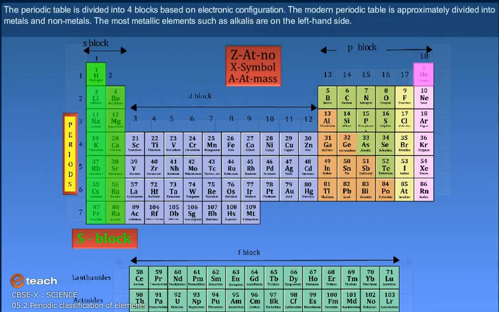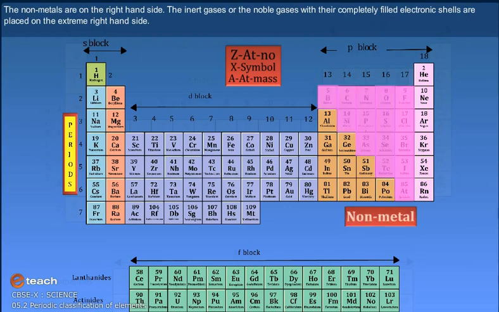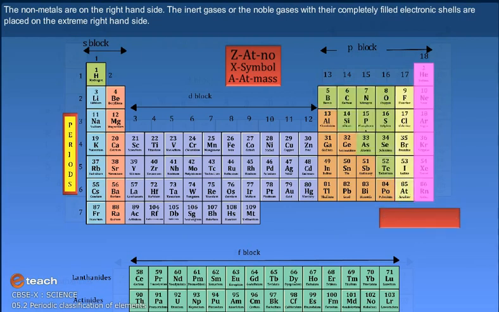The periodic table is divided into 4 blocks based on electronic configuration. The modern periodic table is also broadly divided into metals and non-metals. The most metallic elements, such as the alkalis, are on the left-hand side. The non-metals are on the right-hand side. The inert gases or noble gases, with their completely filled electronic shells, are placed on the extreme right-hand side.